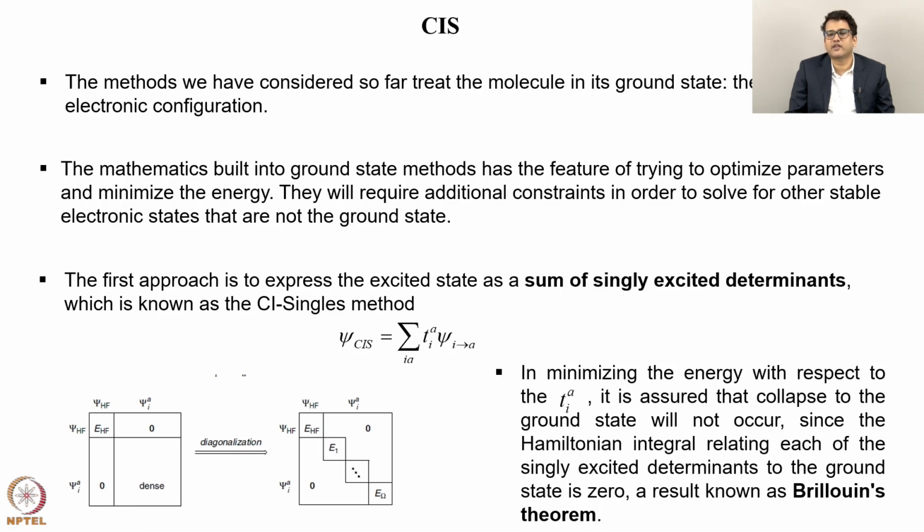And in minimizing the energy with respect to the T1, it is assumed that the collapse to the ground state will not occur, since the Hamiltonian integrals relating each single determinant to the ground state are 0, which is known as Brillouin's theorem. In some cases, this expression is written as R. The T and R serve the same purpose, they are the singly excited amplitudes. And since we have used the notation T for coupled cluster amplitude, whereas we are using C or R for the CI amplitude, CIS can also be called CCS. In some cases they give you identical answers for the excitation energy.